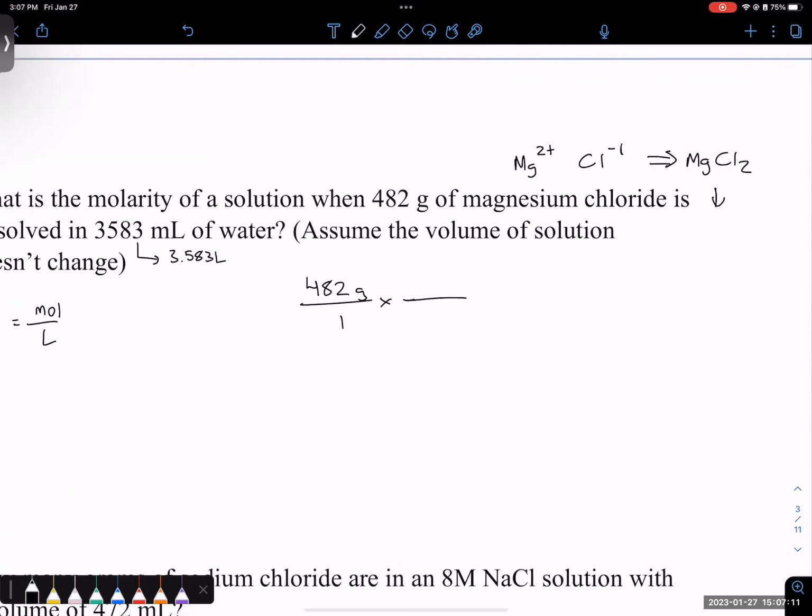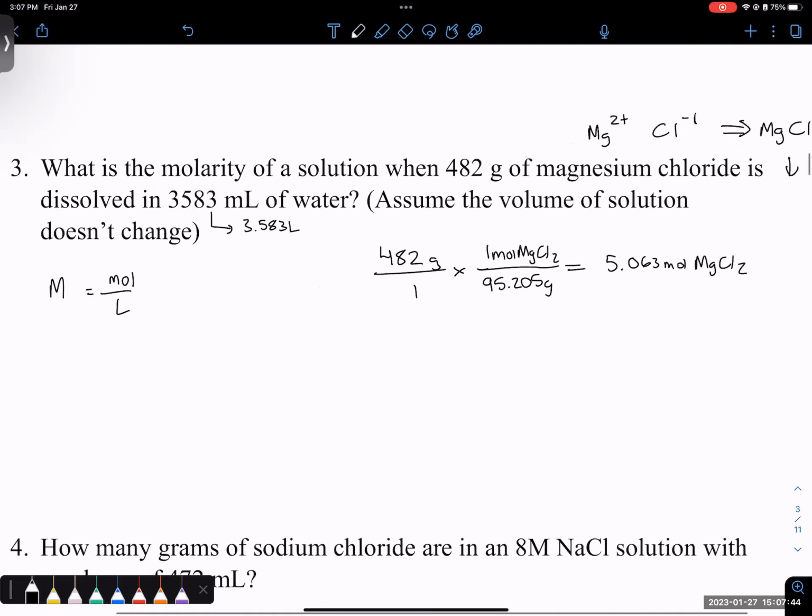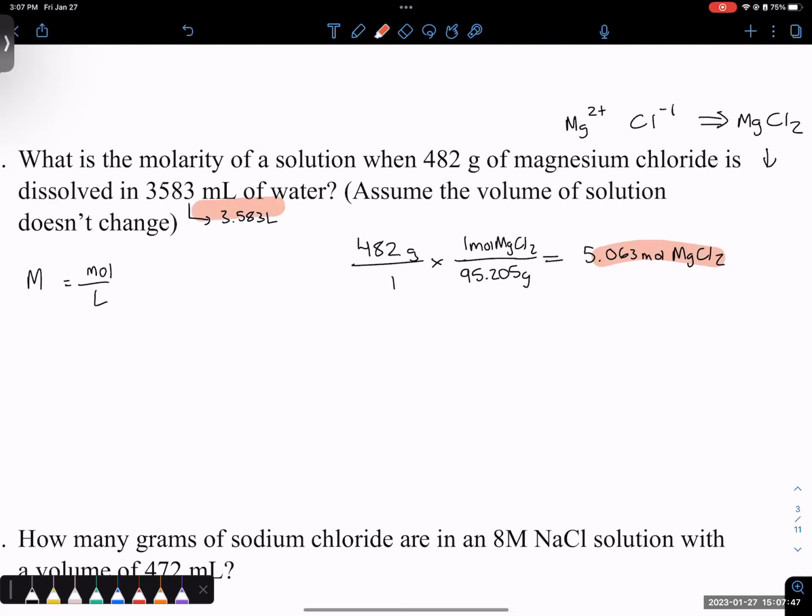Molar mass of magnesium chloride, can someone tell me what that is? 95.205. Is that right? I think that's right. Yeah, that's about right. Okay. So we just got that from the periodic table. Now we just need to put this into a calculator. 5.063 moles of MgCl2 is what we would get. Now we have everything we need.